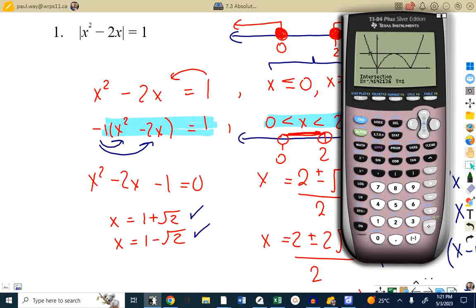If I find the point of intersection on the right, it's going to be that 2.4. Was it 2.41? And if I find the intersection point in the middle, it's going to be x equals 1. Any questions with that one?